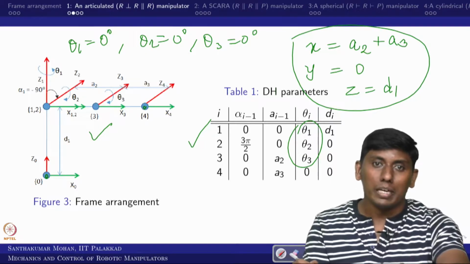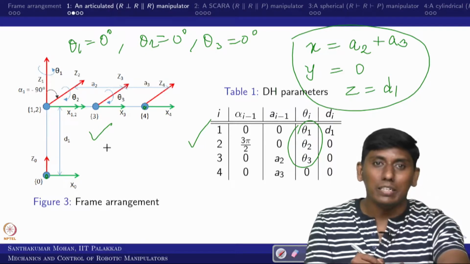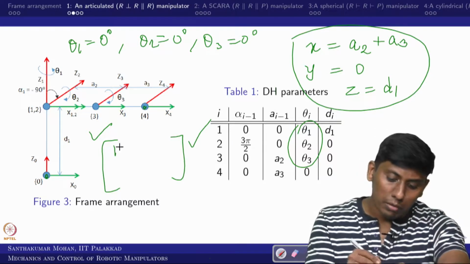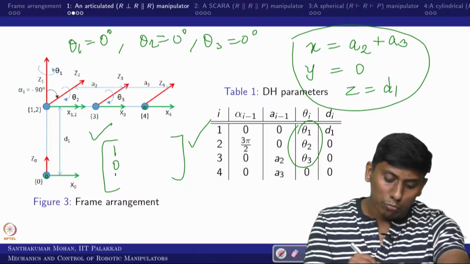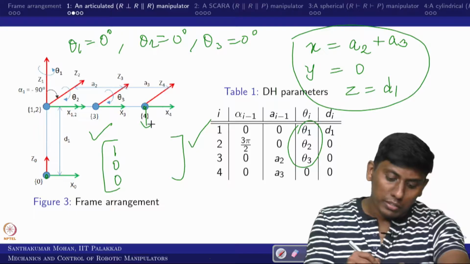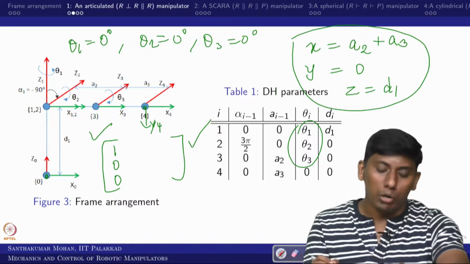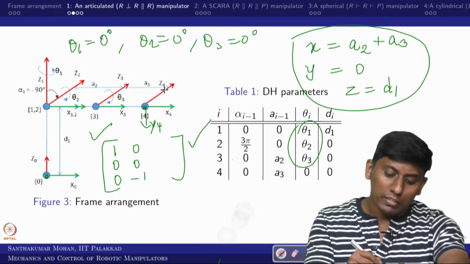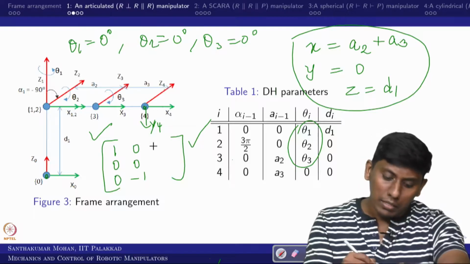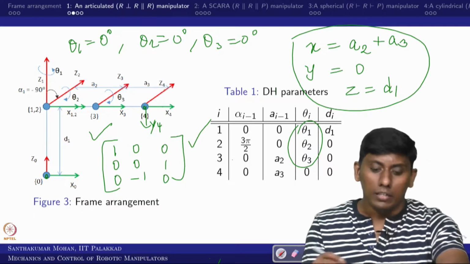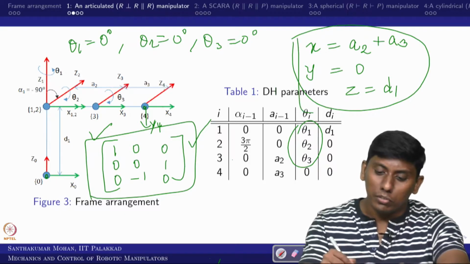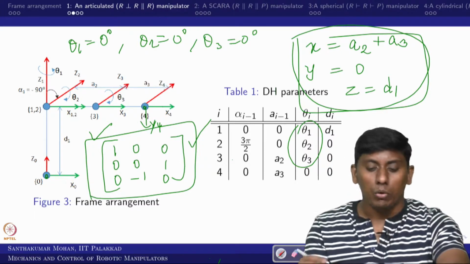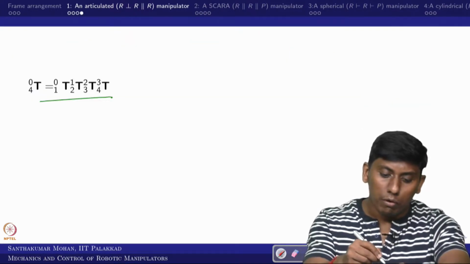Based on this, you can see the rotational information. If you project x4 on the 0 frame, x4 and x0 are parallel, so it will be 1 0 0. y4 is here, so if you project y4, that would be 0 0 minus 1. If you project z4 to the 0 frame, that would be 0 1 0. So this is the rotation matrix and this is the position vector at the home position. We can cross check whether you get this once you obtain the matrix found here.